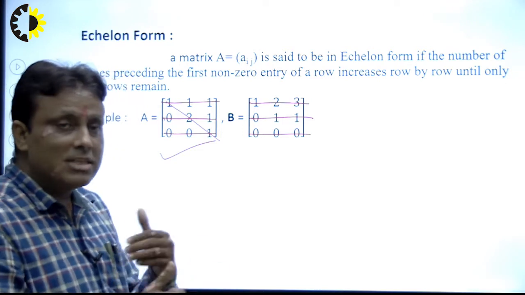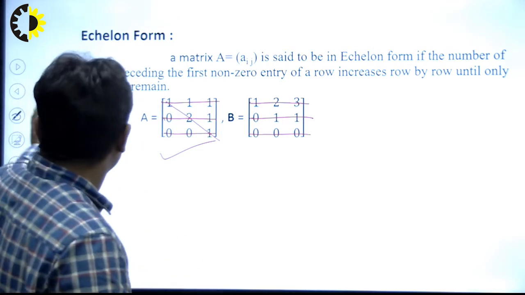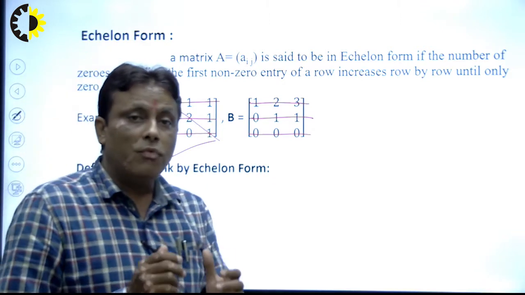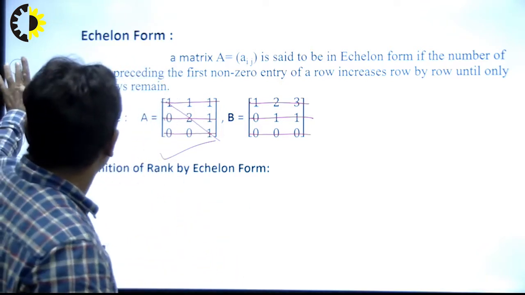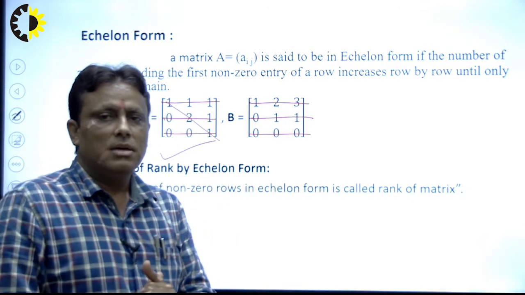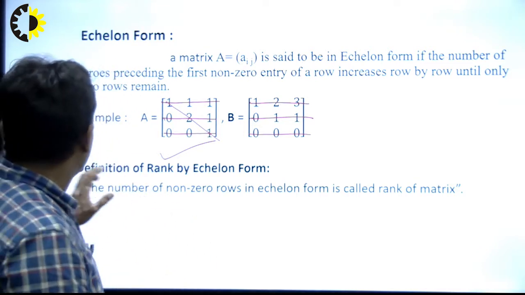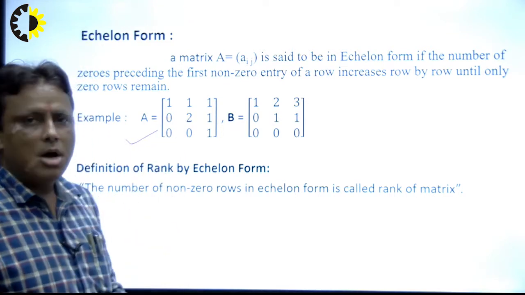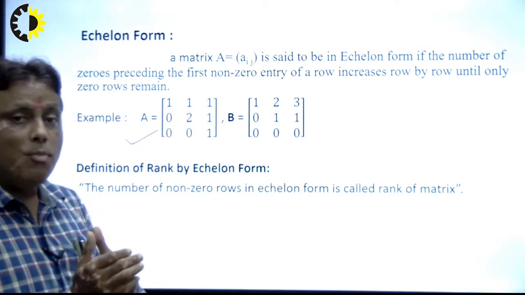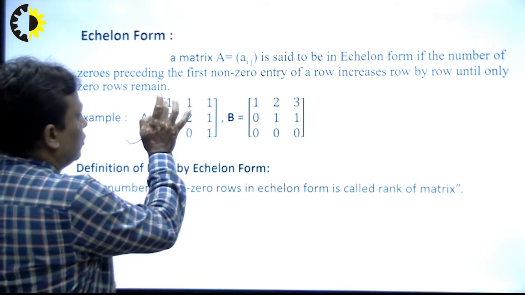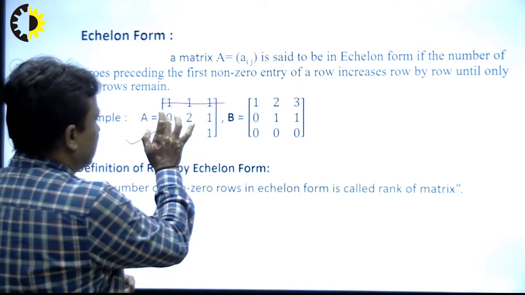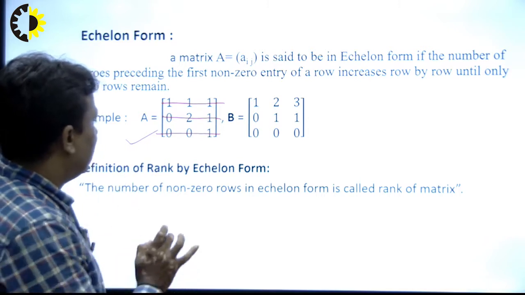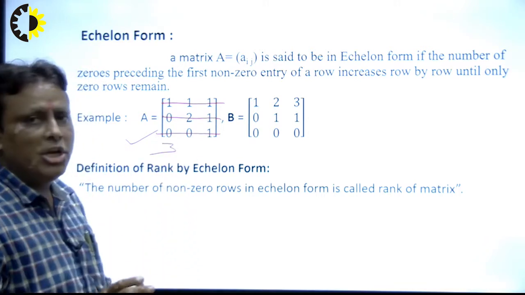Now, what is the definition of rank by echelon form? The number of non-zero rows in echelon form is known as the rank of the matrix. How to calculate the rank of a matrix? Suppose this is an echelon form. How many non-zero rows are here? The first row is non-zero, this is the second non-zero row, and this is the third non-zero row. So the rank of this matrix will be 3 because there are 3 non-zero rows.